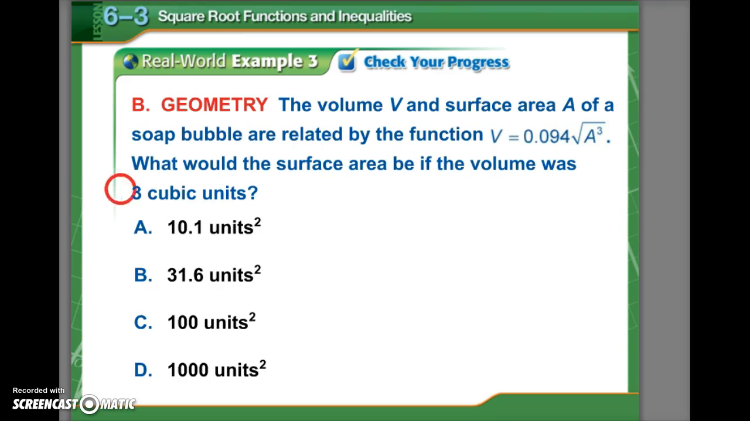And answer to part B is A. The surface area is 10.1 units squared. If they don't give specific units like inches or centimeters or feet or something like that, then you just want to use the word units. And area is always units squared, volume is always units cubed.